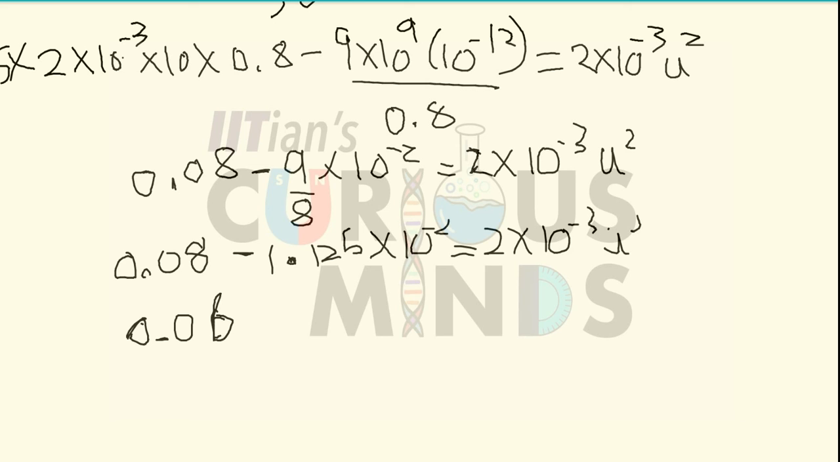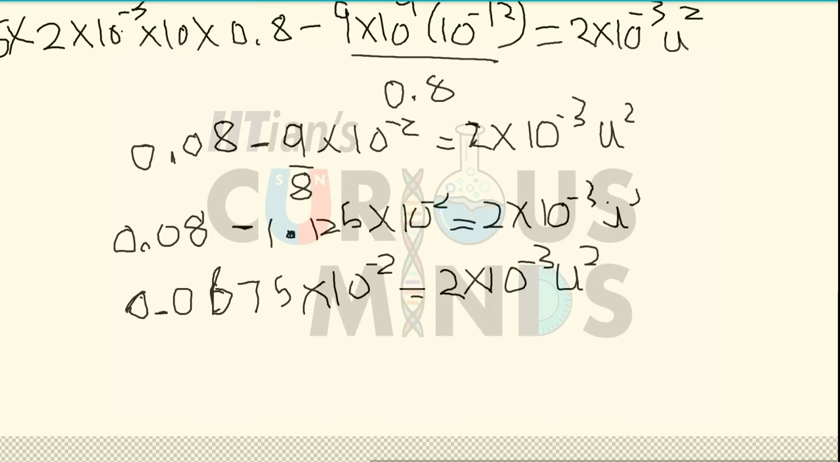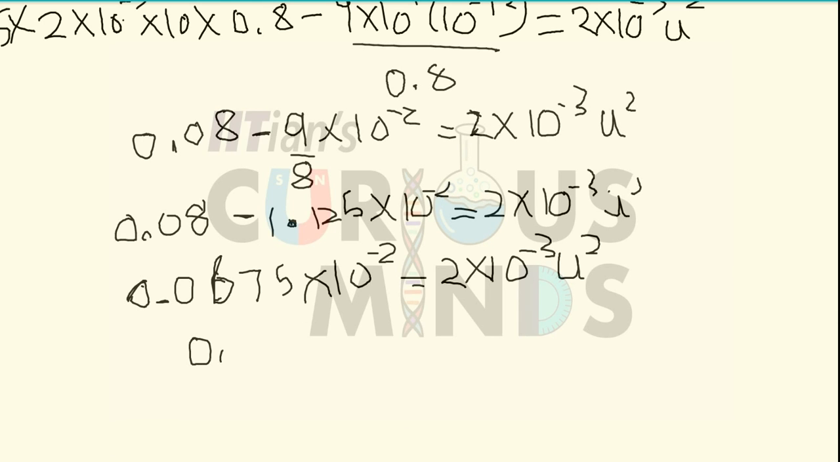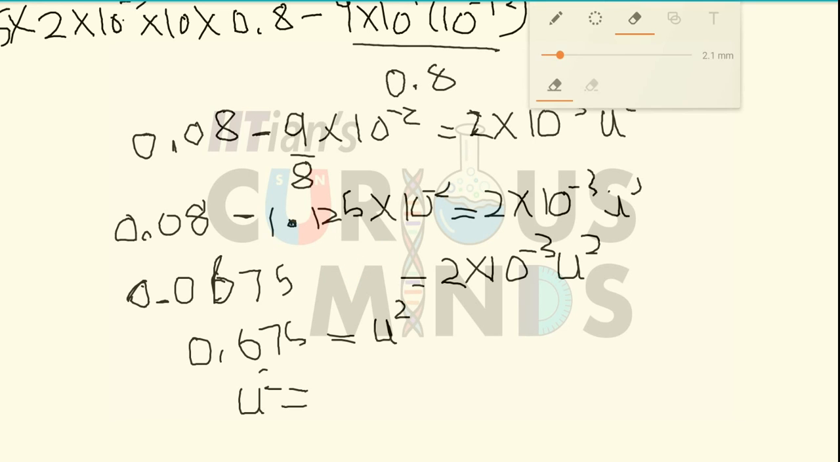It will be equal to 0.0675. Okay, 0.0675 into 10 raised to minus 2 will be equal to 2 into 10 raised to minus 3 into u square. So the last step over here, we multiply by minus 3. So it will be equal to 0.675 will be equal to u square. Okay, 2 divided by 10 raised to minus 3, I have divided here. So u square over here, 10 raised to minus 2 won't be over here, 10 raised to minus 3 won't be over here because I have already subtracted that part.